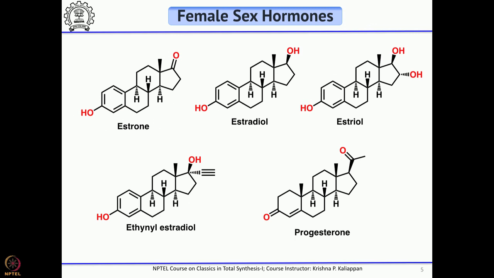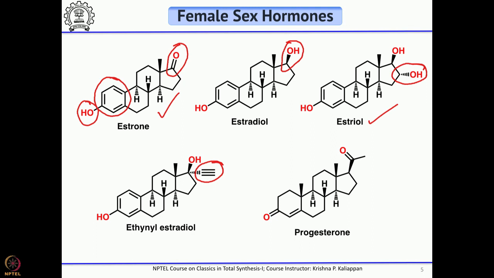Then coming to the female sex hormone and its derivatives, estrone is the female sex hormone. Here the A ring is aromatic and you have a hydroxyl group at the 3 position. Since the A ring is aromatic, the hydroxyl is now a phenolic hydroxyl. And in the D ring you have a ketone. That is called estrone. If you reduce the ketone, it is called estradiol. If you put one more hydroxyl group in the D ring, this is called estriol. Then if you add a triple bond to the ketone on estrone, you get ethinyl estradiol.